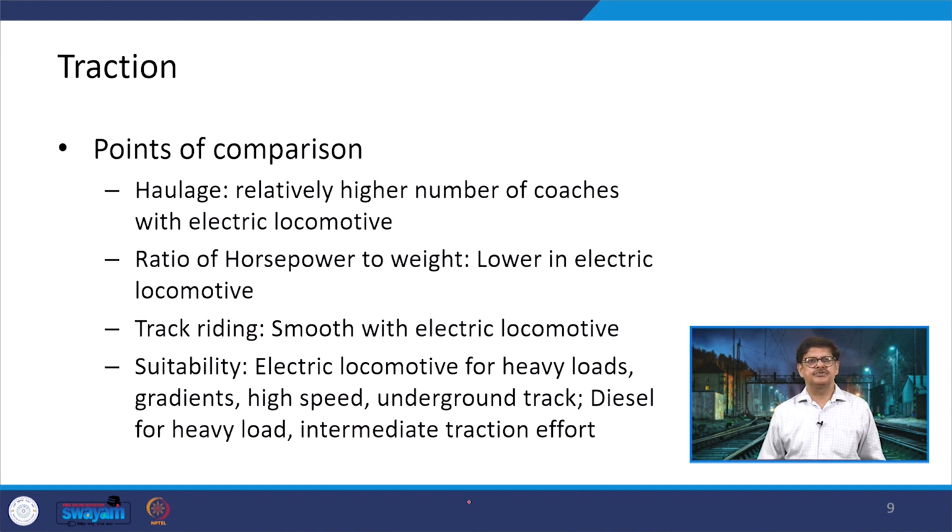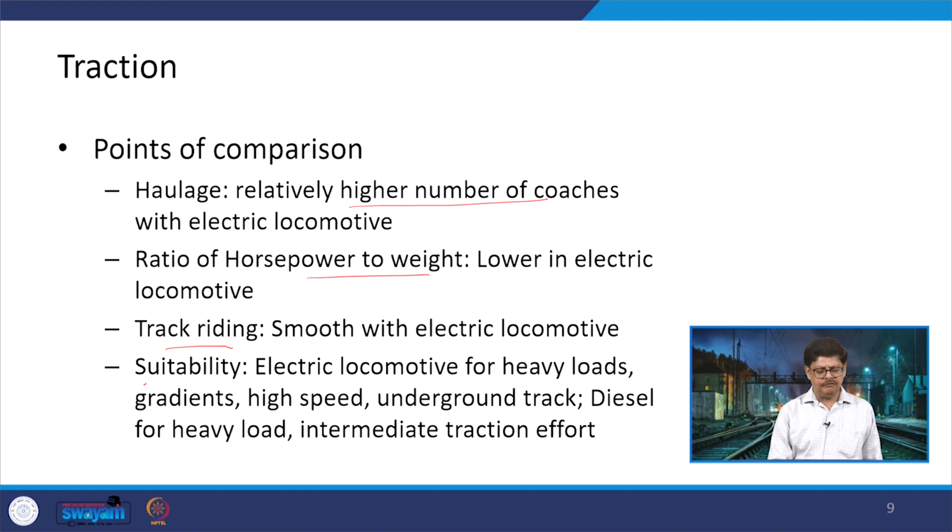The next point here is the haulage. Relatively higher number of coaches can be attached to the electric locomotive because the tractive effort which is available to the electric locomotive is higher. So, it can pull more number of wagons. The ratio of horsepower to weight is lower in the electric locomotives as compared to the diesel locomotives. The track riding, that means how you feel when you are being driven by an electric locomotive or a diesel locomotive, is smoother in the case of electric locomotive as compared to the diesel locomotive.